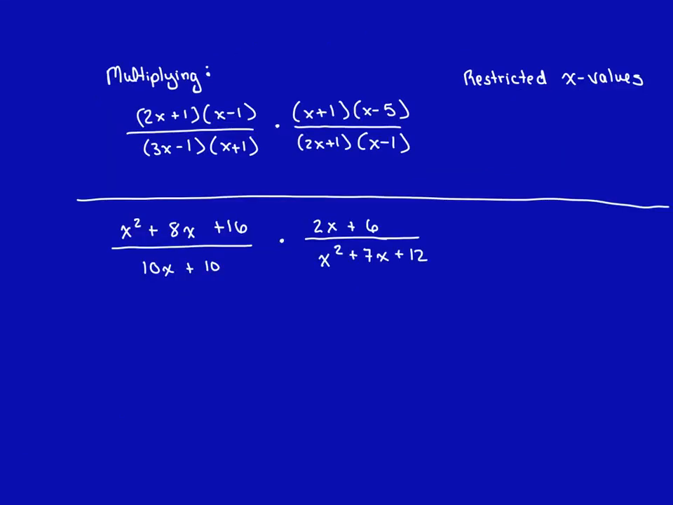Alright, multiplying. So we've got one multiplication problem where it's written in factored form. So we go right into finding the restricted values and then simplifying and then doing the multiplication. And then the second one, we got to write it in factored form. Then we want to find our restricted values, and then we want to simplify, and then we'll go from there.